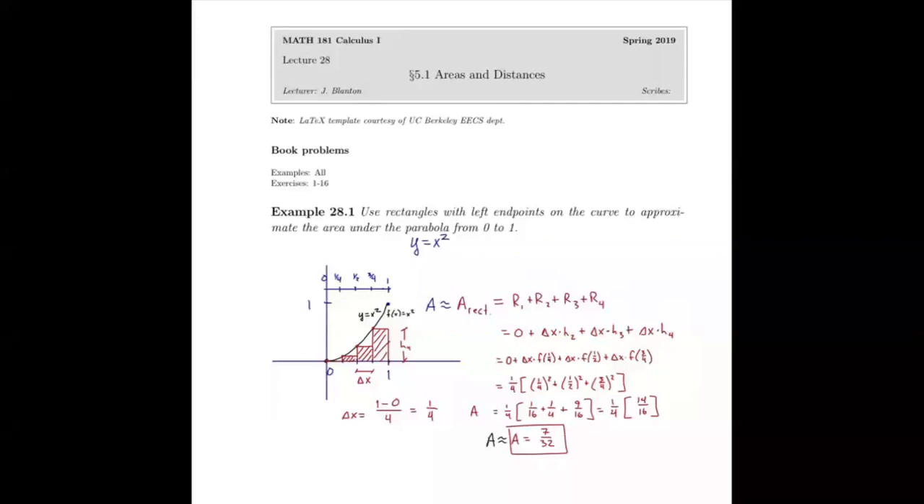Section 5.1 is areas and distances. This begins our consideration of the integral calculus. So the first thing we need to understand is what the essential problem is here, and that's finding the area underneath a curve. And if we look down below, we'll get into the example in just a moment.